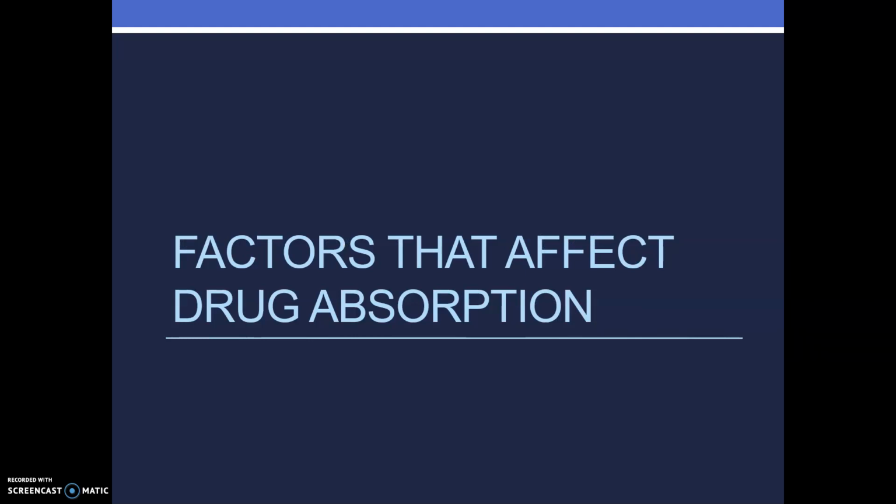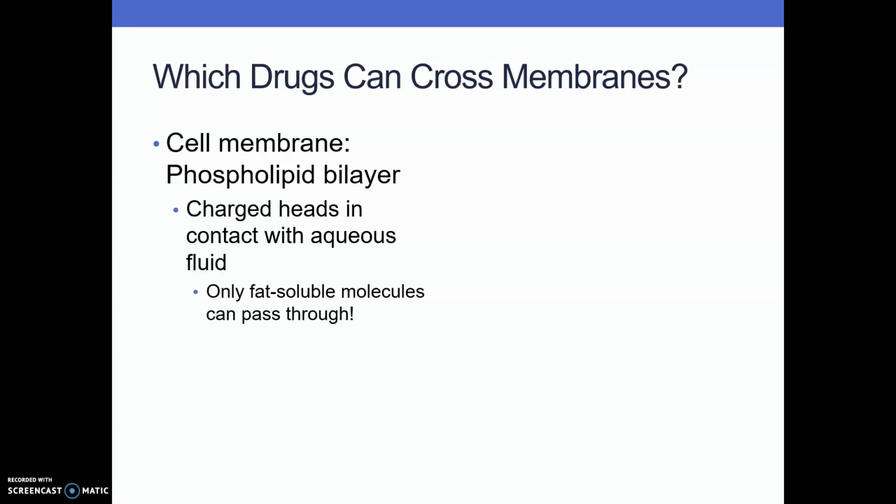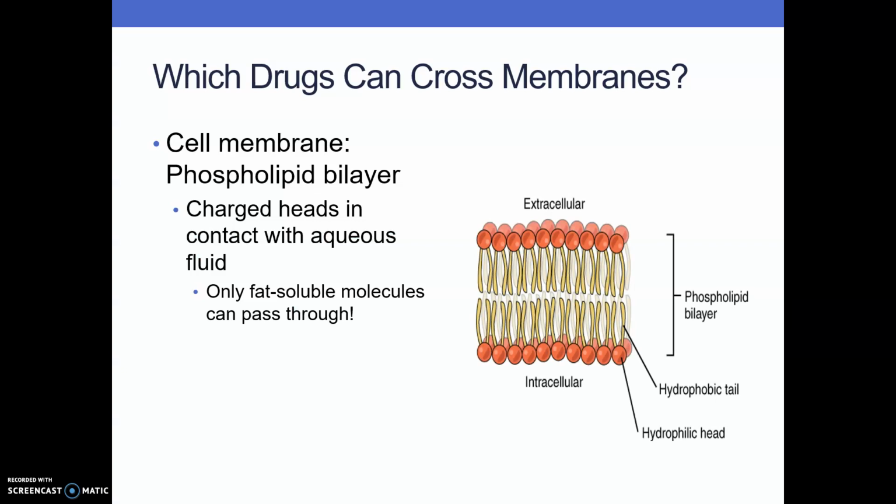So let's talk about some of the different factors that affect the rate at which a drug absorbs in the body. So what kind of drugs can actually cross membranes? To understand this, you have to understand what a cell membrane is made up of. So that will include tissue membranes, organ membranes, brain areas, things like that. All of our cells contain a phospholipid bilayer. So we have these charged heads that are water-loving hydrophilic, and these are paired up with hydrophobic tails.